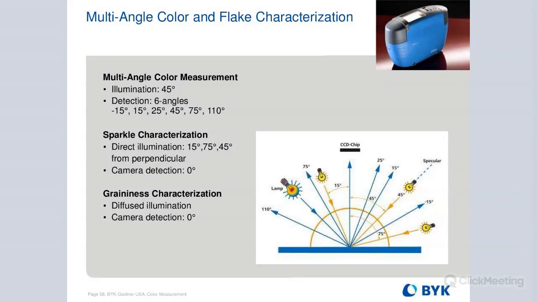Next question from Waheed again: is this unit designed to measure all flakes and flop pigments, or all the above? It's designed to measure how we see color. So at each of the angles, we're looking at the integrated color measurement, but in addition, we're separating out the sparkle and graininess to say, how do those color values and the sparkle values look in direct illumination or diffuse illumination? And that's just how we're characterizing what you see.